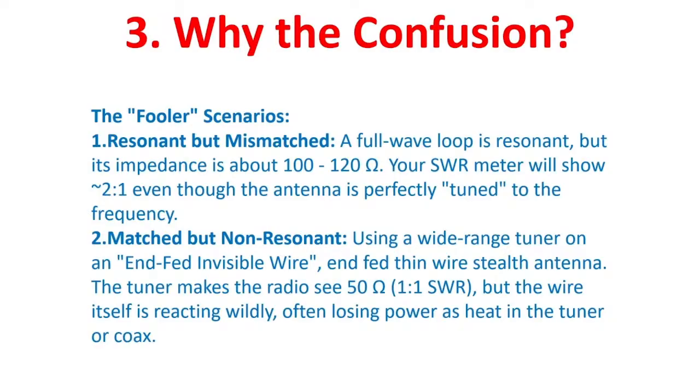2. Matched but non-resonant. Using a wide range tuner on an end-fed thin wire stealth antenna, the tuner makes the radio see 50 ohms impedance, so the SWR is 1:1. But the wire itself is reacting wildly, often losing power as heat in the tuner or coax.